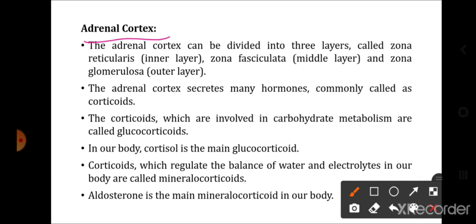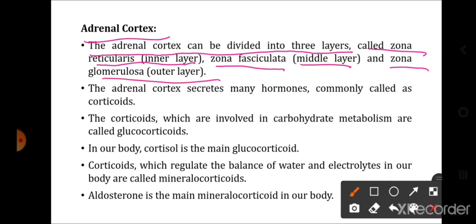Now adrenal cortex. The adrenal cortex can be divided into 3 layers. Zona reticularis, that is the inner layer, zona fasciculata, that is the middle layer, and zona glomerulosa, that is called the outer layer. So there are 3 layers in adrenal cortex. The outer layer is zona glomerulosa, zona is layer, then middle is zona fasciculata and inner is zona reticularis. And each of these layers secretes hormones which are commonly called corticoids. And the 2 important corticoids are glucocorticoids and mineralocorticoids.